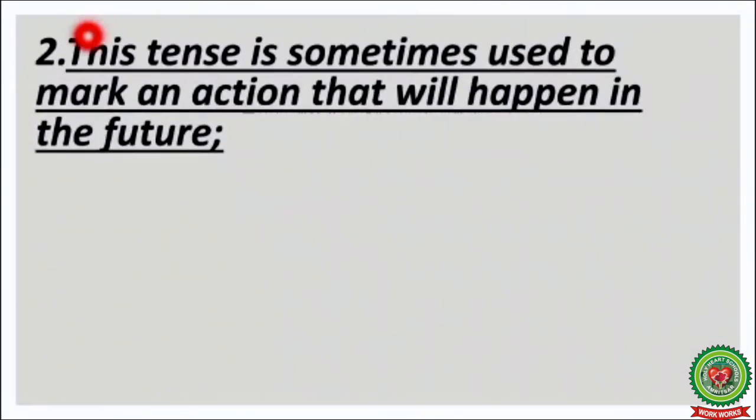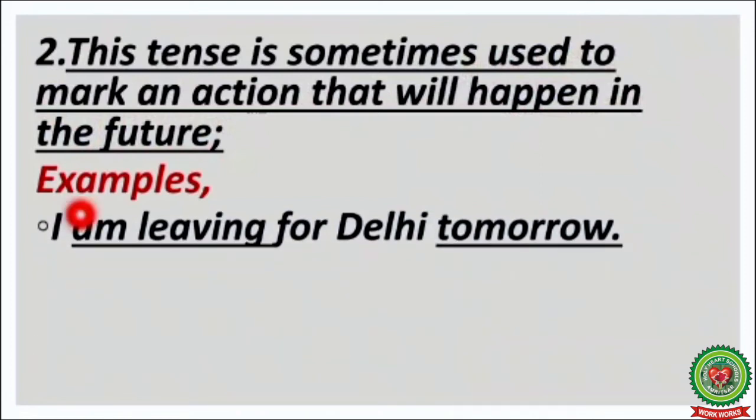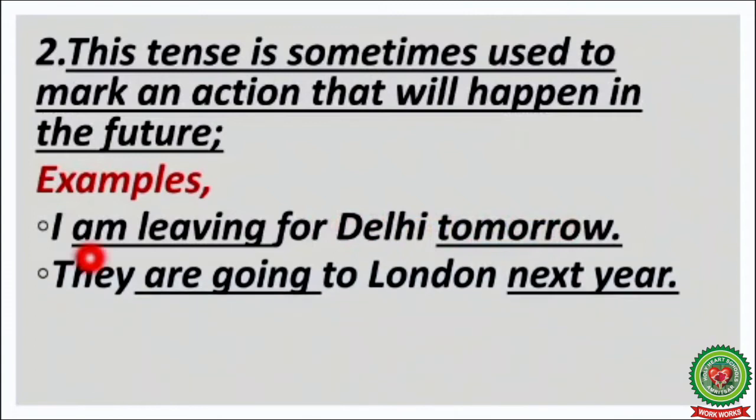Secondly, this tense is sometimes used to mark an action that will happen in the future. Let's take examples. I am leaving for Delhi tomorrow. Students, if we say I leave for Delhi tomorrow, it is also correct. They are going to London next year.